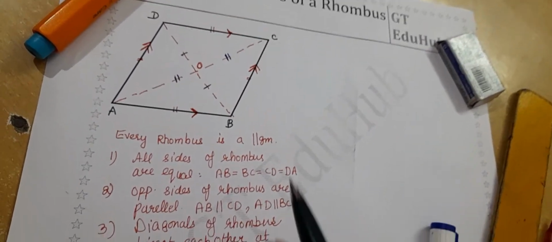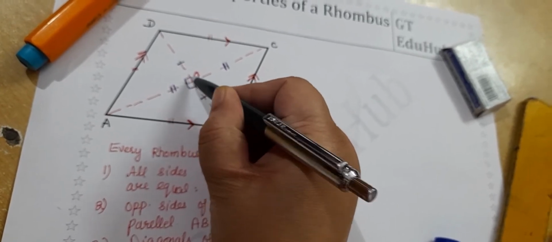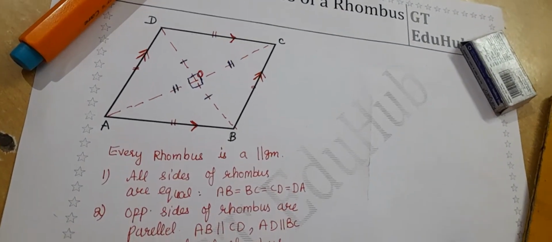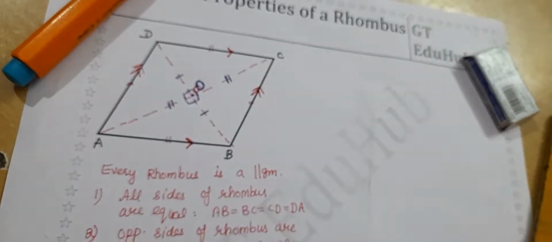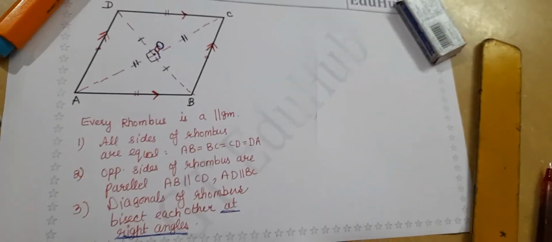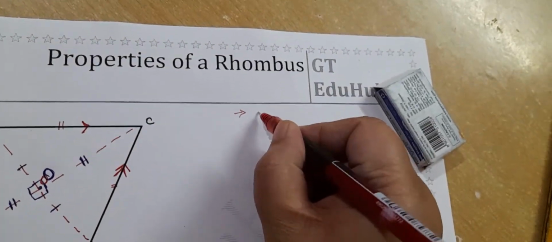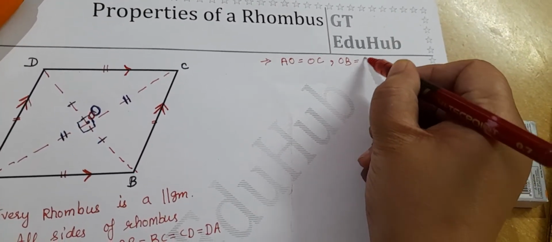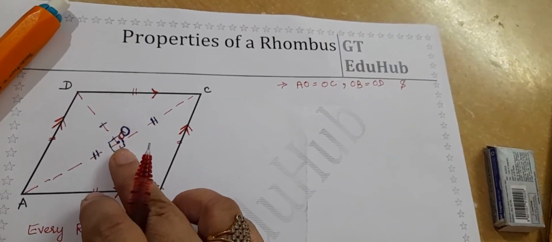But one additional point is there. All these will make right angles at center. All these angles will be 90 degree. AOC, AOB, BOC, BOD, mark this point as O. So I will write here, third property implies that AO will be equal to OC. In this figure, OB will be equal to OD. Plus one addition is there, all these angles at center are 90 degree.